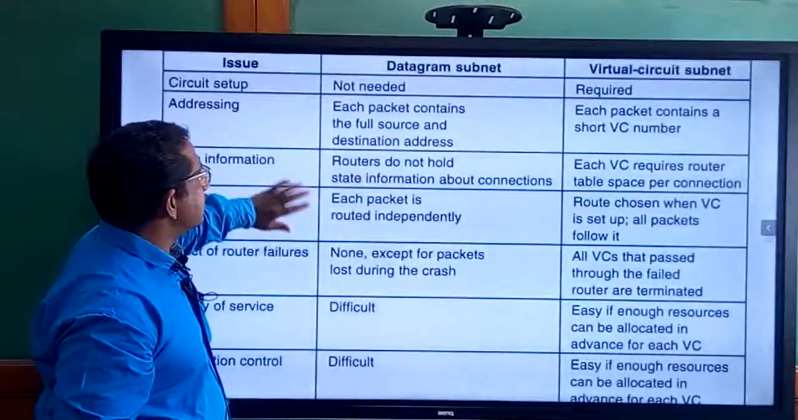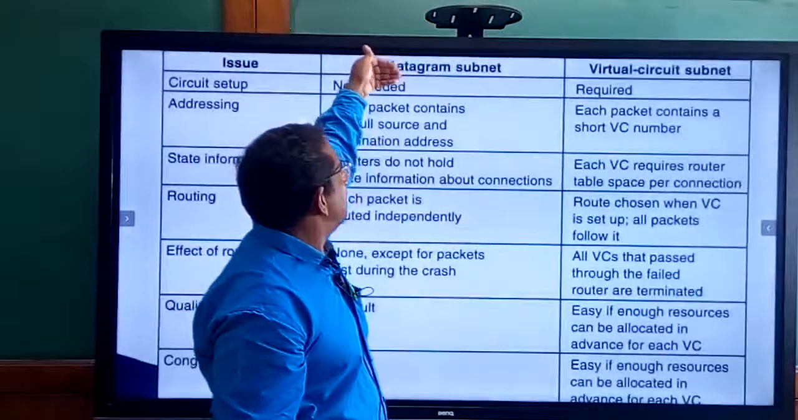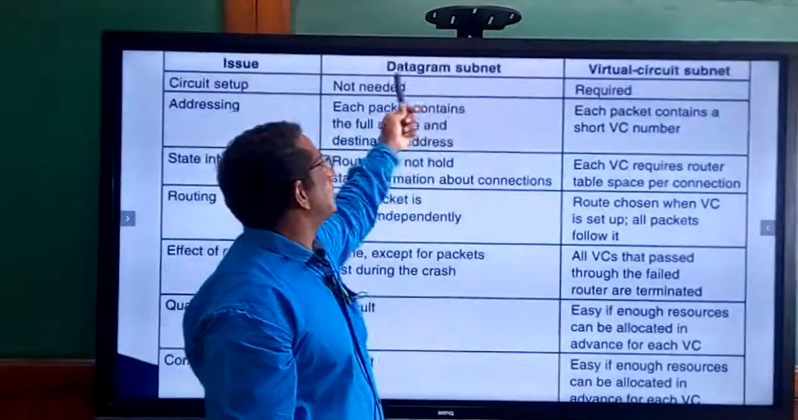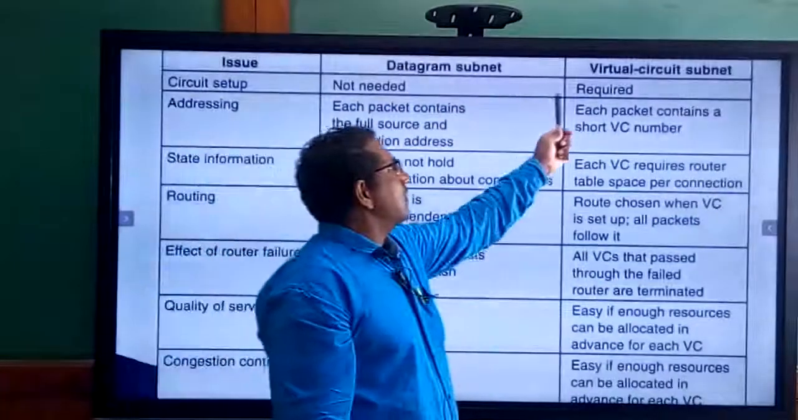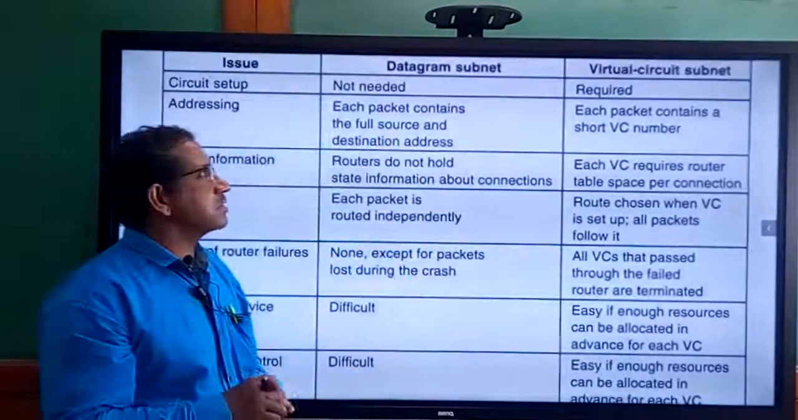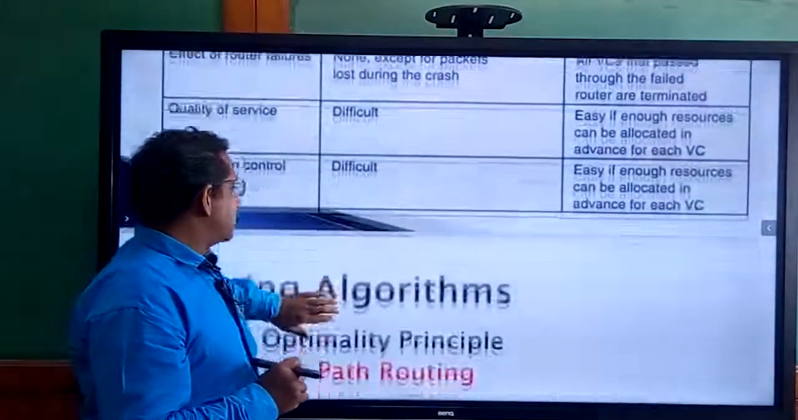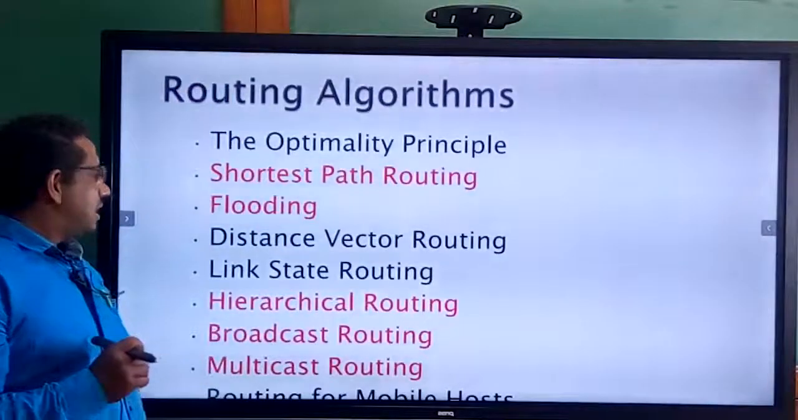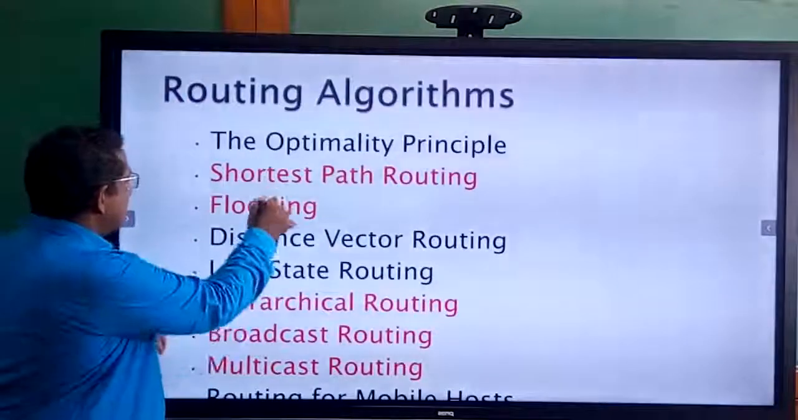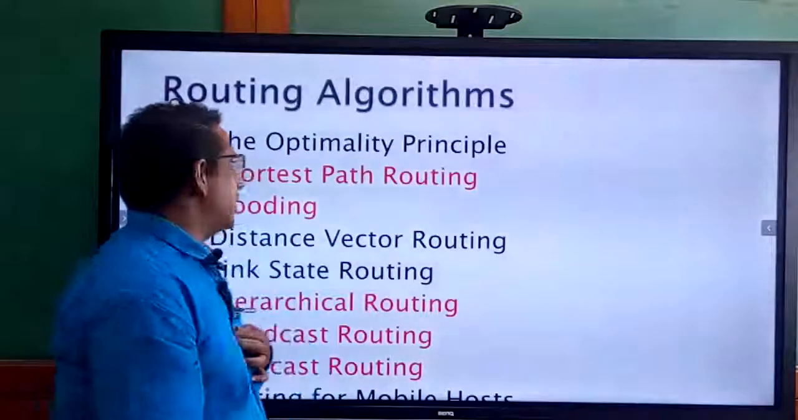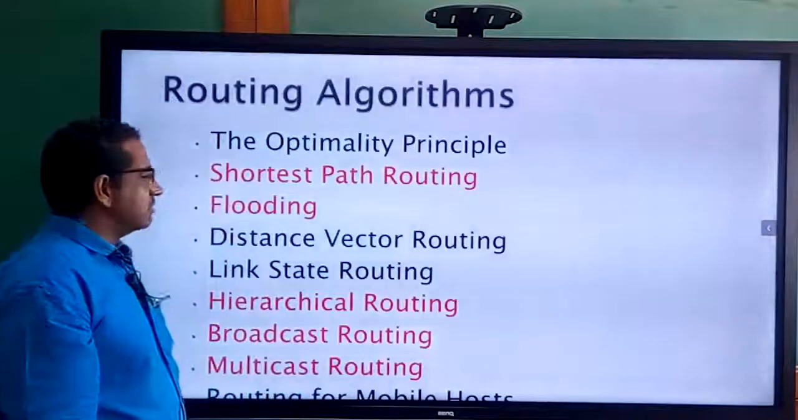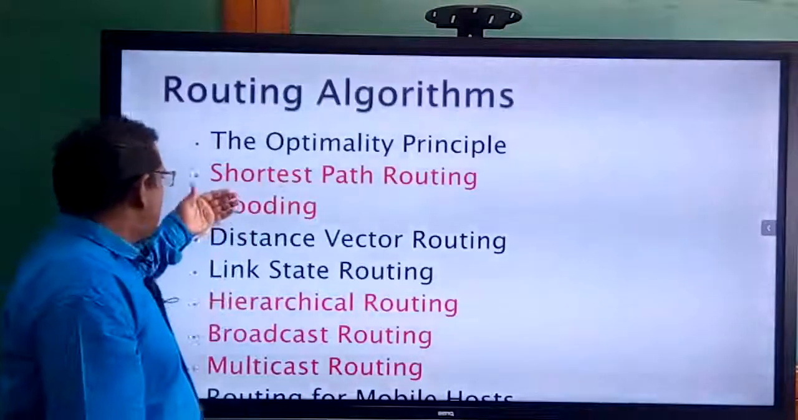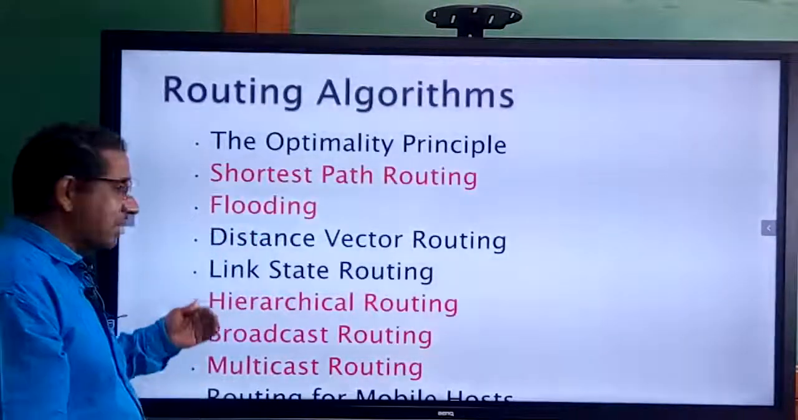We discussed the differences between the connectionless service and connection oriented service. In connectionless service we call the packet a datagram packet, and in the connection oriented service the packet comes into the virtual circuit subnet. Now we have to go through various routing algorithms. Whatever is marked with red color is there in the syllabus. There are many routing algorithms available, and out of them we have only a few in the syllabus, such as shortest path routing, flooding, hierarchical routing, broadcast routing, and multicast routing.